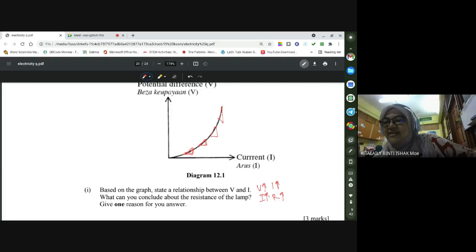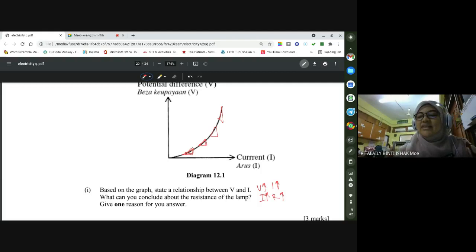Well, actually the answer: as the current increases, the gradient increases. That is the reason why we conclude the relationship between current and resistance. The reason for our answer is when current increases, the gradient increases. So that is the answer for B1.